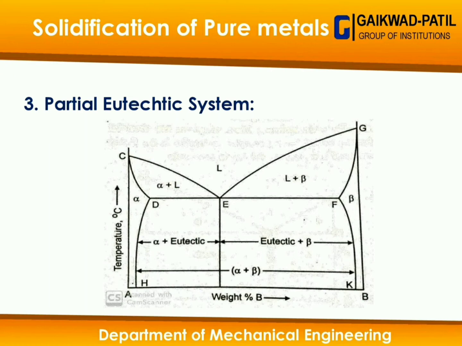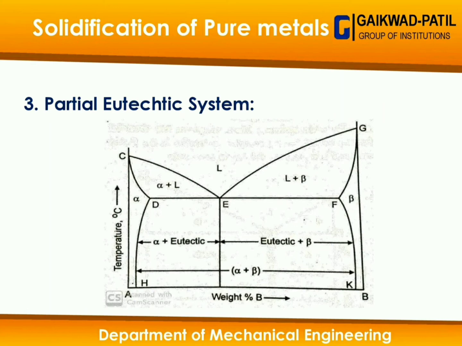The intermediate phase between liquid and alpha we call alpha plus liquid, and the intermediate phase between beta and liquid is beta plus liquid. When we allow this alpha plus liquid and beta plus liquid solution to cool down, we get the alpha plus eutectic and beta plus eutectic solution. So finally we get the alpha plus beta eutectic solution, or we call it the eutectic solid solution.